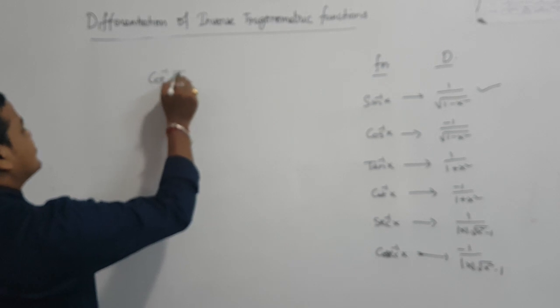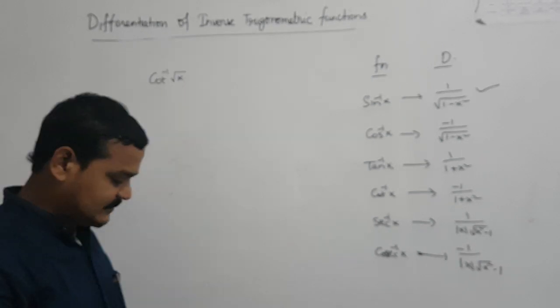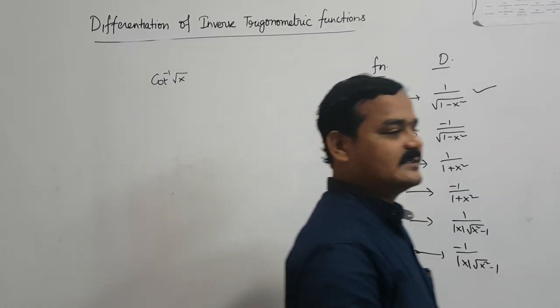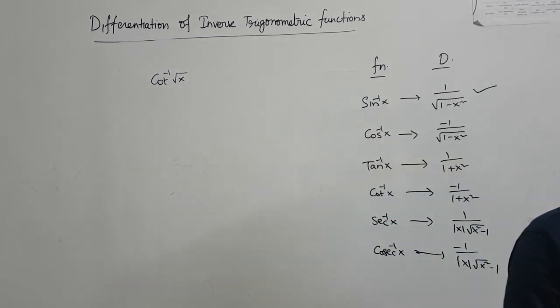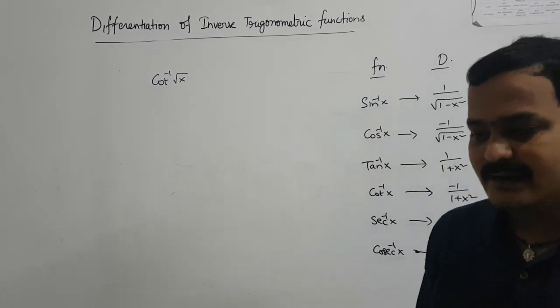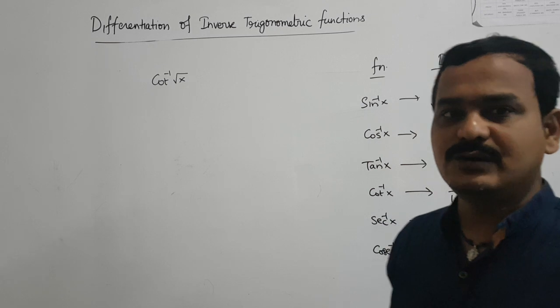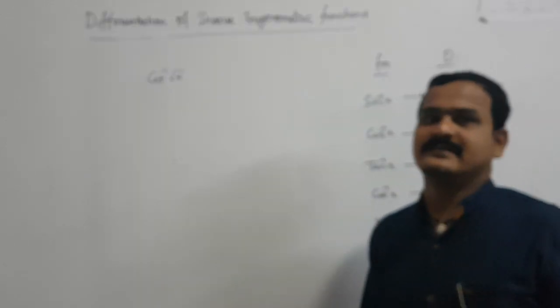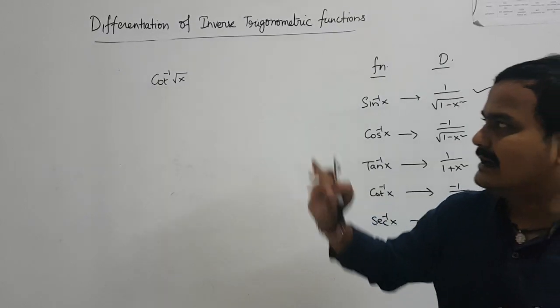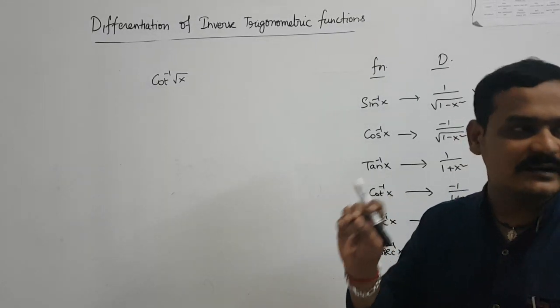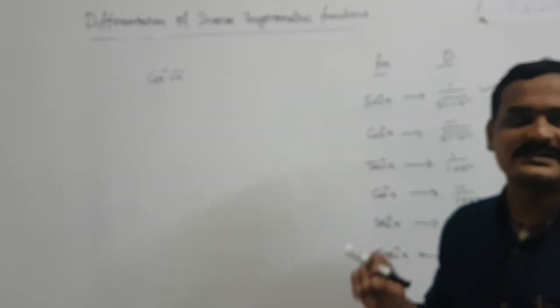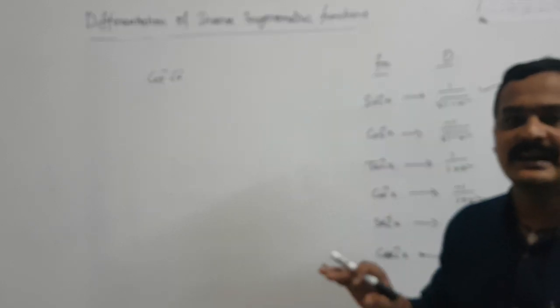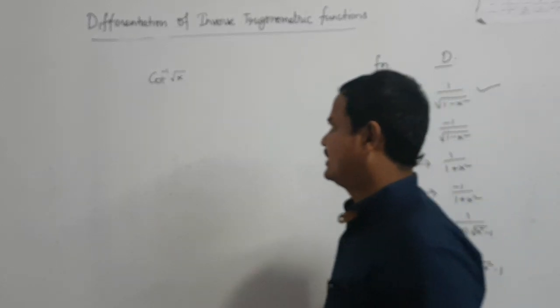Cot inverse of root x. What is the function given? Cot inverse of root x. Here, first of all, try to know what is the first function and what is the second function. Clearly observe, it is looking like cot inverse of x. So the first function is cot inverse of x and the second function is root x.